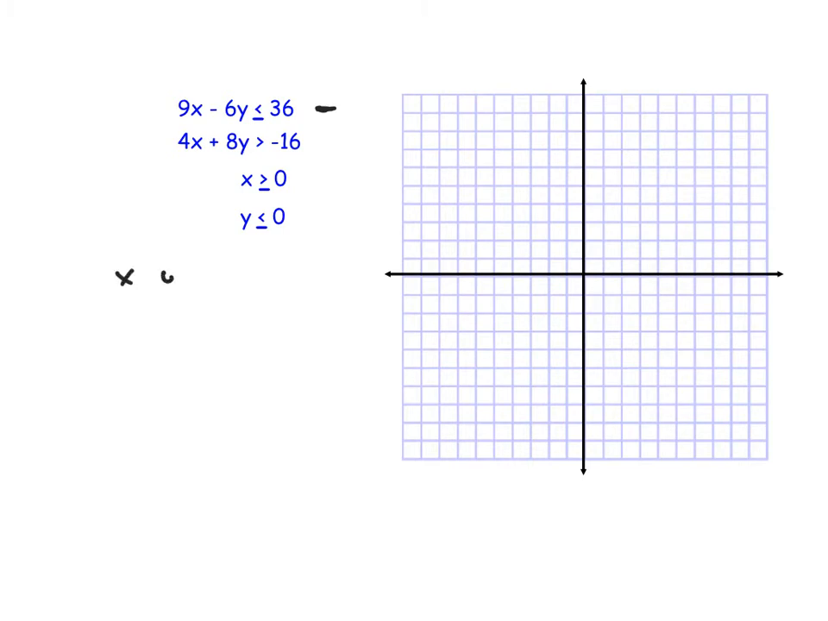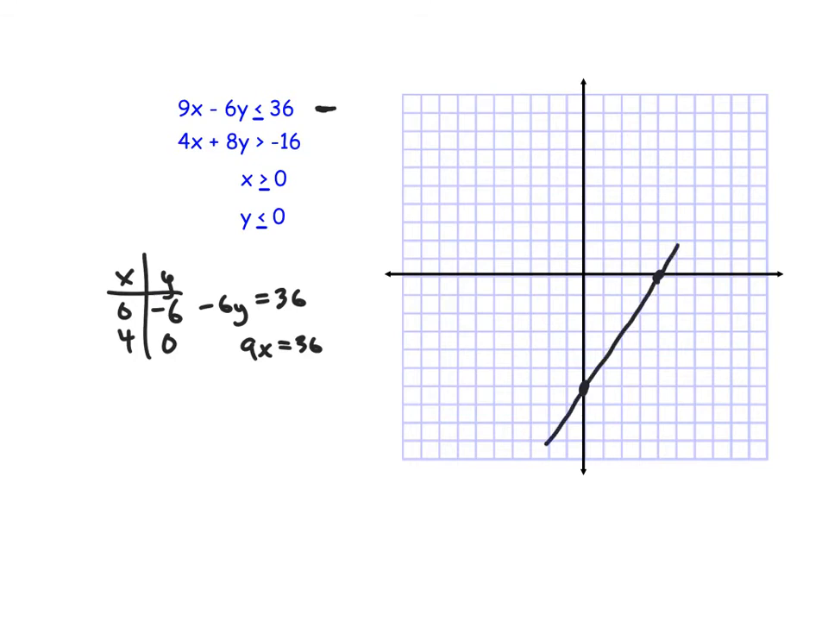So I'm going to graph the intercepts. When x is 0, that means we get negative 6y equals 36. Divide by negative 6, and we get negative 6. And then if y is 0, we get 9x equals 36. So then divide by 9, and we get 4. So 0, negative 6, and 4, 0. This is going to be a solid line because it's less than or equal to.